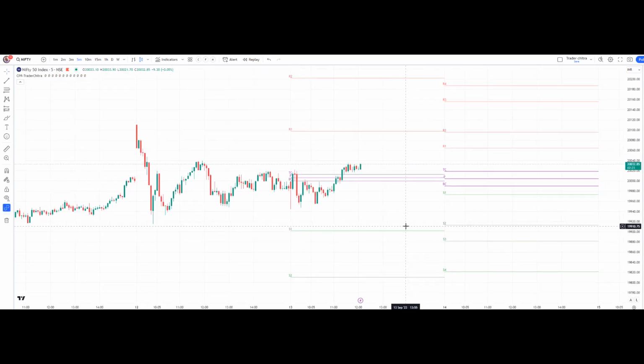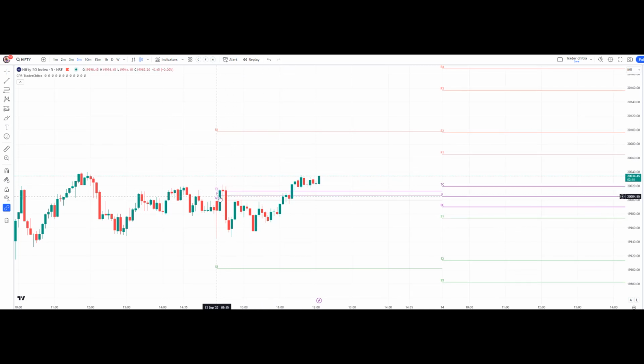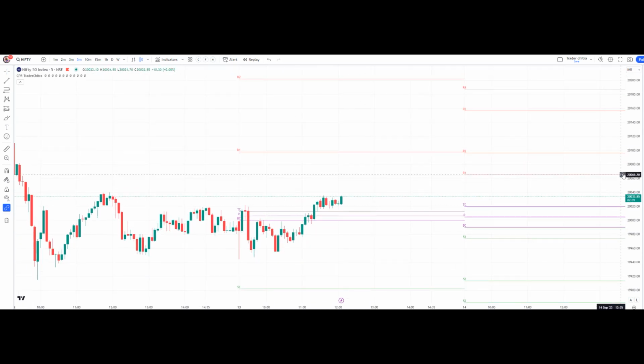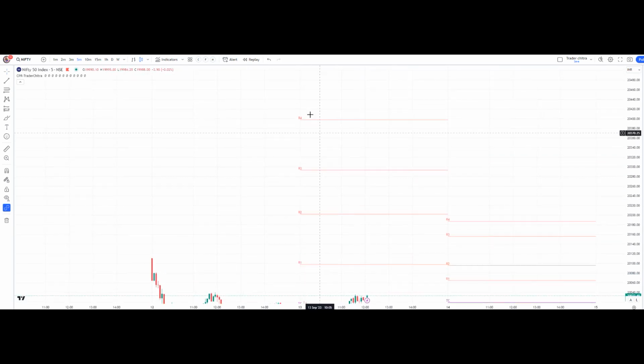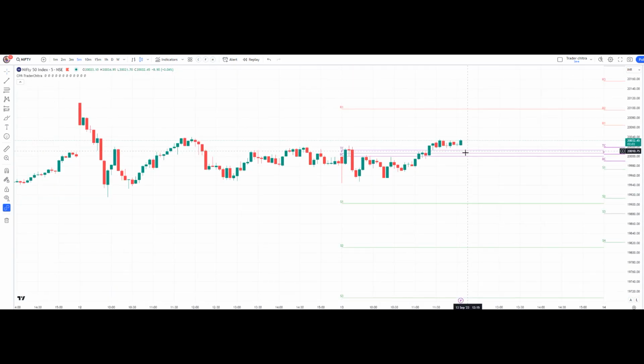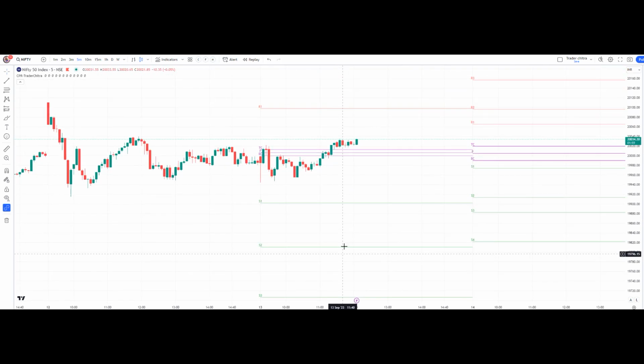Okay, this is my custom coded CPR indicator. So this is the CPR. The central level P is the pivot, TC is the top central level, BC is the bottom central level. Above the CPR we can see the resistance levels R1, R2, R3 and R4. Below CPR, the support zones S1, S2, S3 and S4.